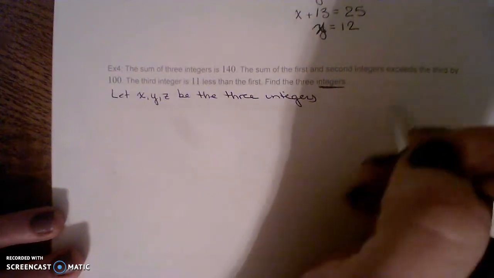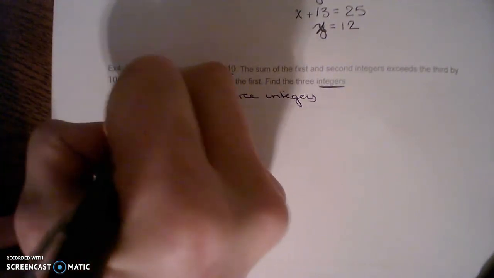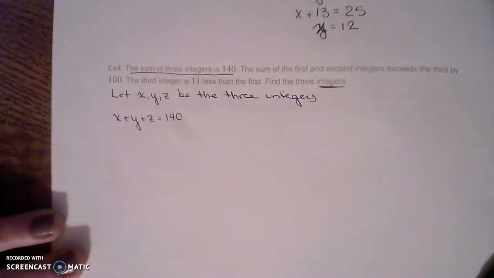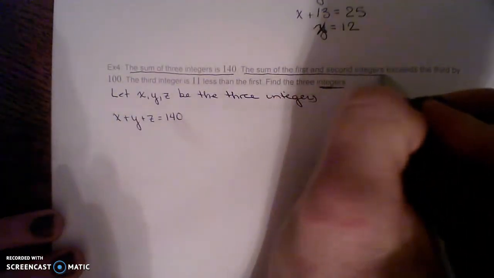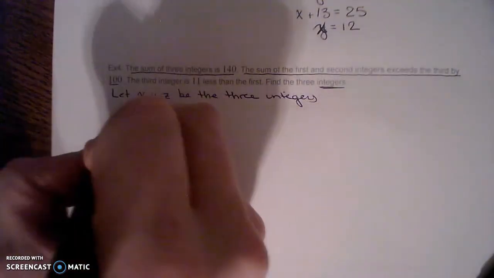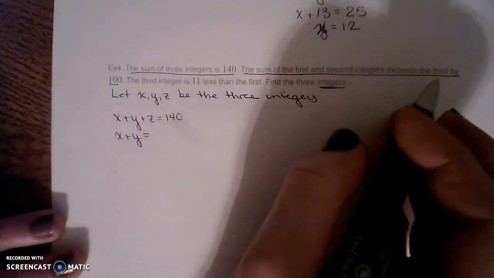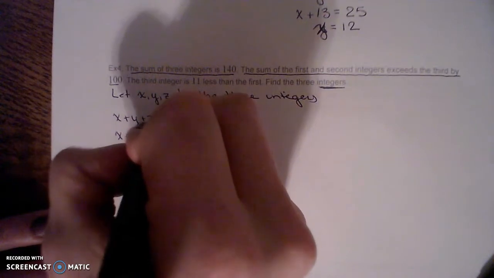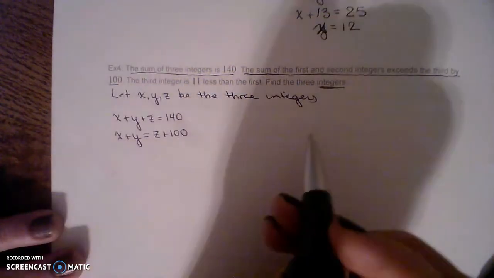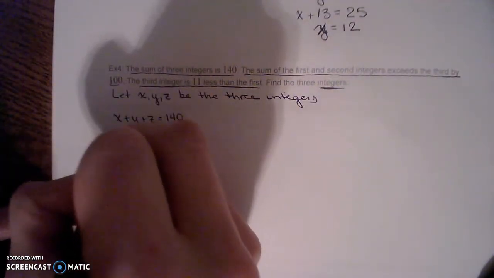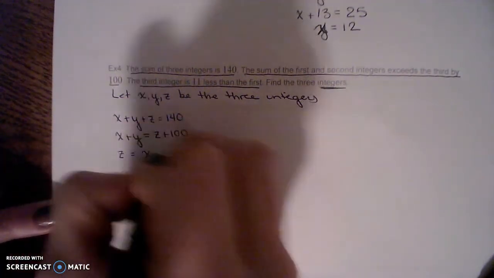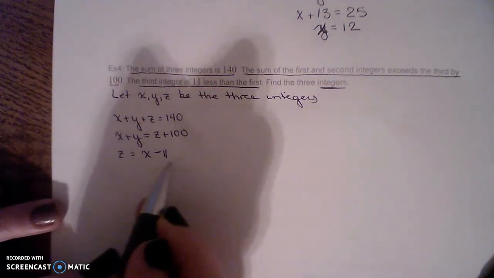Now let's use all of this information to write down some equations. The sum of the 3 integers is 140. So that tells me x plus y plus z equals 140. The sum of the first and second exceeds the third by 100. So the sum of the first and second, that's x plus y, will be equal to the third plus 100. And then the last equation, the third integer is 100 less than the first. So z is the first integer minus 100. So this is my system of 3 equations.